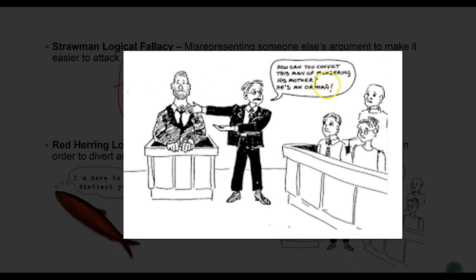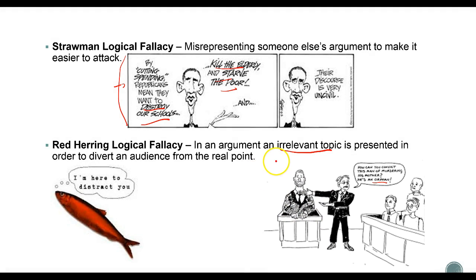How can you convict this man of murdering his mother? He's an orphan. It's sad that he's an orphan, but it doesn't have anything to do with why he committed the murder, right? So instead of actually addressing the murder and defending the client, he's sort of distracting the audience by bringing in another irrelevant point. So be on the lookout for that when an author brings in an irrelevant point.